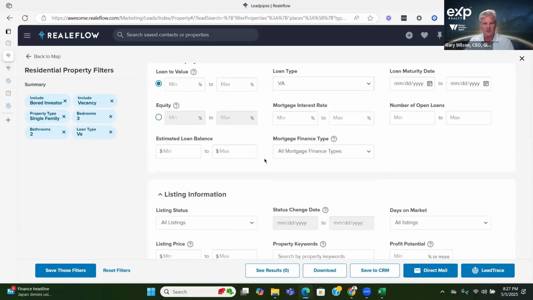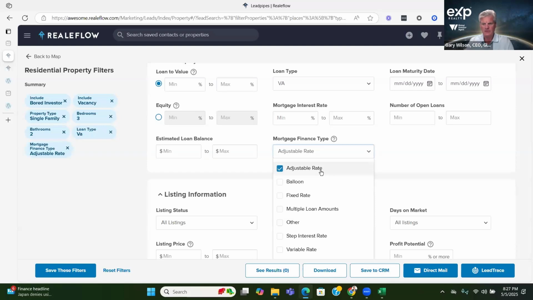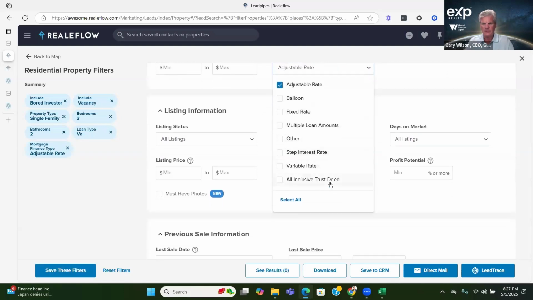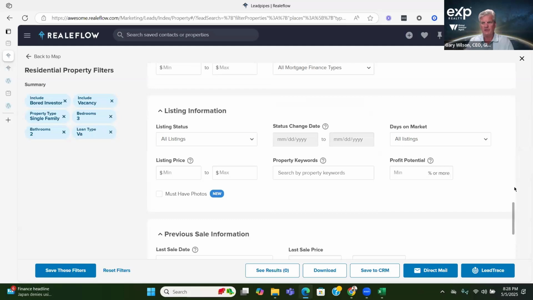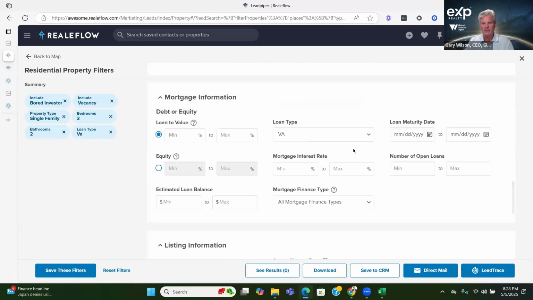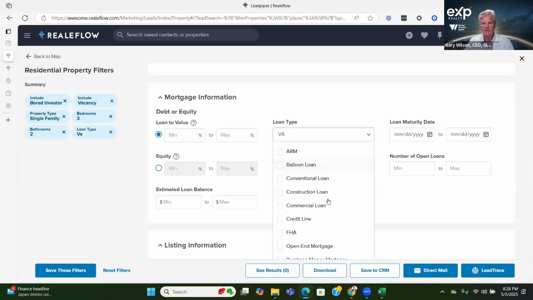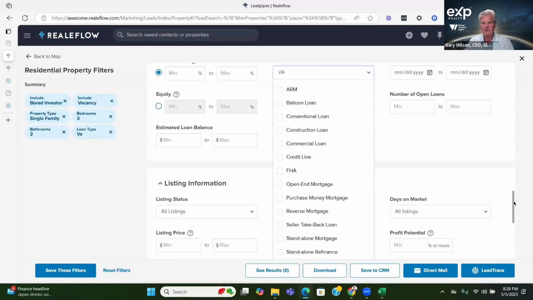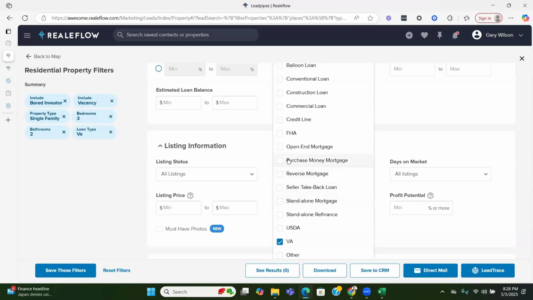Let's see if there's something else we can do here. Estimate a loan balance, mortgage finance type, loan. That's the last of that category. All inclusive trustee, variable rate, step interest, other, multi-loan amounts, balloon. So what we could do, let's just play with that for a second. Sometimes it's difficult navigating these things. An all-inclusive trust deed might be it. It's not really paper, but it's creative financing that you might have an opportunity to play with as well.